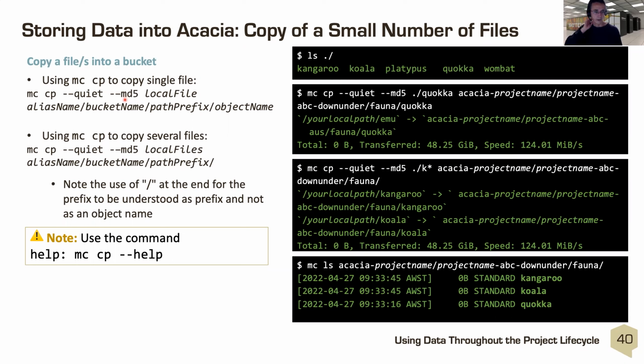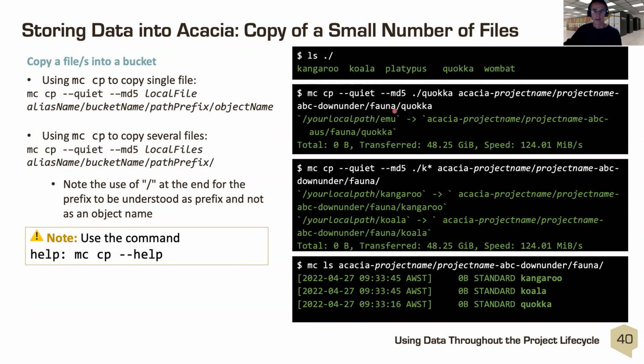But --md5 checks the hash of the file after being copied into Acacia, and with that hash checking, it can check if the original file and the copied file are exactly the same, basically checking for consistency. I think in the new versions of MC, this check is done by default, but to be sure, we added the option here and recommend to use it all the time.